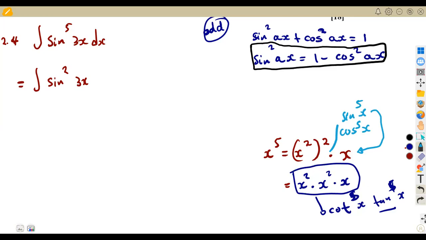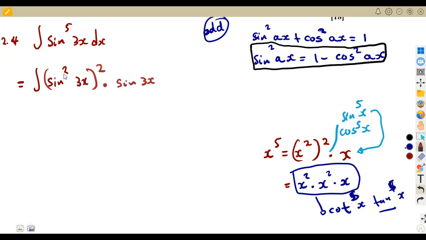So what am I trying to say? Here we are given sine to the exponent of 5. So this is going to be sine squared 3x, then we square this, just like x squared squared again. Then we multiply by the same sine, so it's going to be sine 3x.